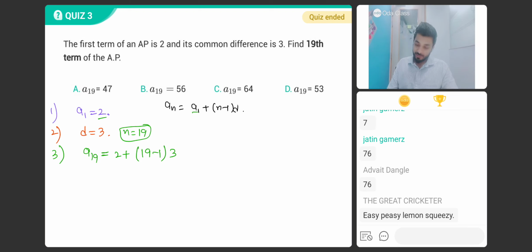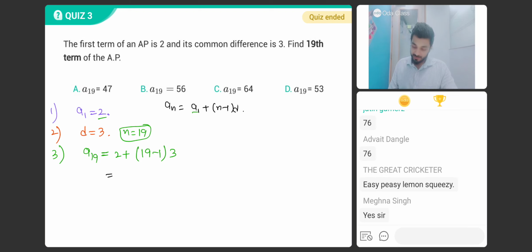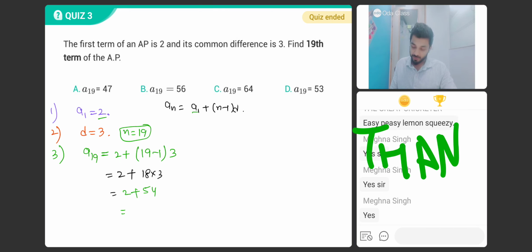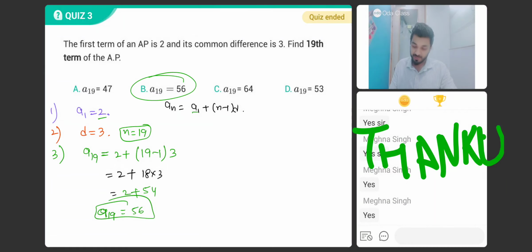All right, so it is very simple. Now you just need to calculate this. So 2 plus 18 multiplied by 3, right? So 2 plus 54, that means 56. So A19 is your 56. That means option B is the correct answer.